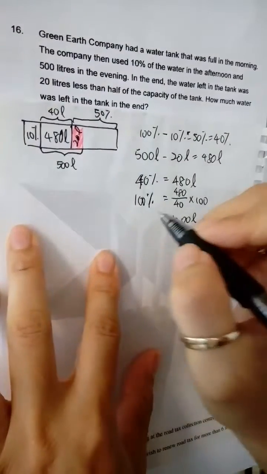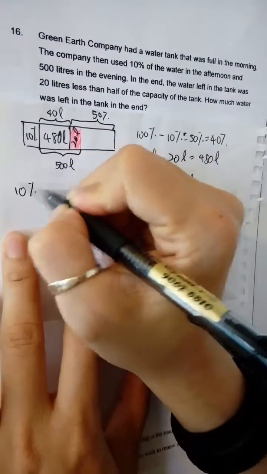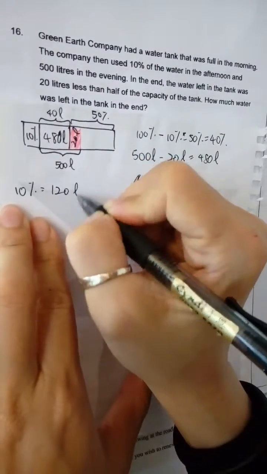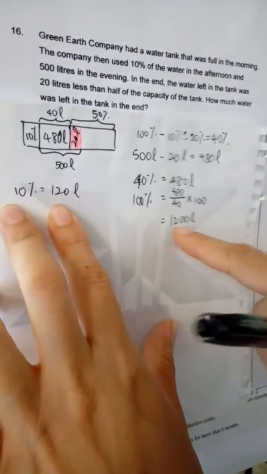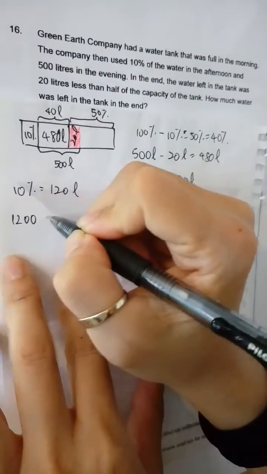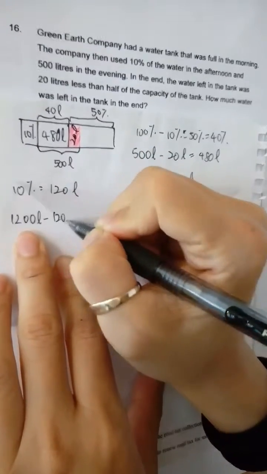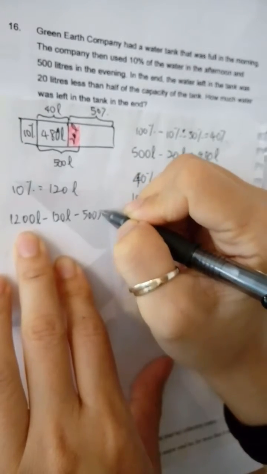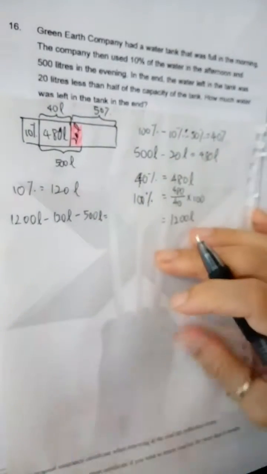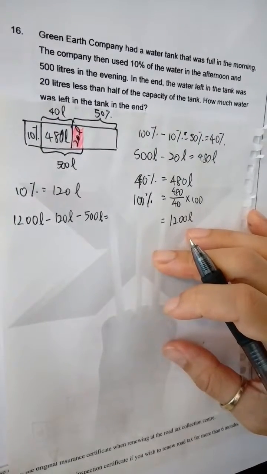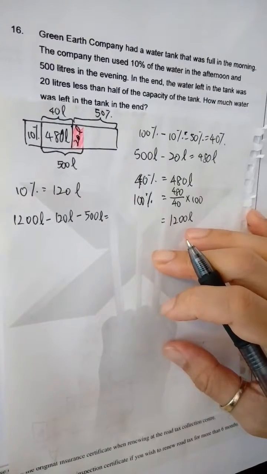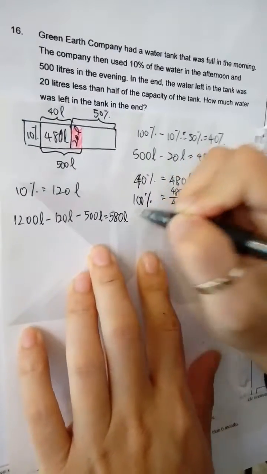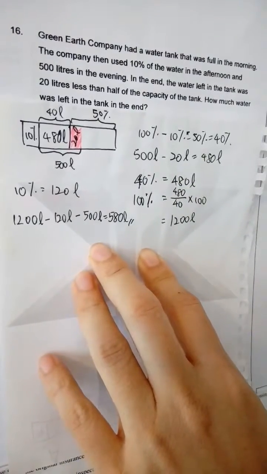So in the end, what is my 10%? Because I had 10% here, right? So 10% will be 120 liters. Okay, so I'll get the full tank, minus my 10% and minus the 500 liters that you have used. So you're left with 580 liters. Answer. Is it clear now?